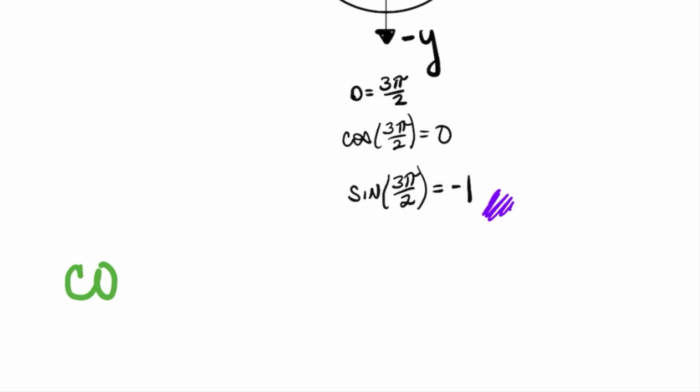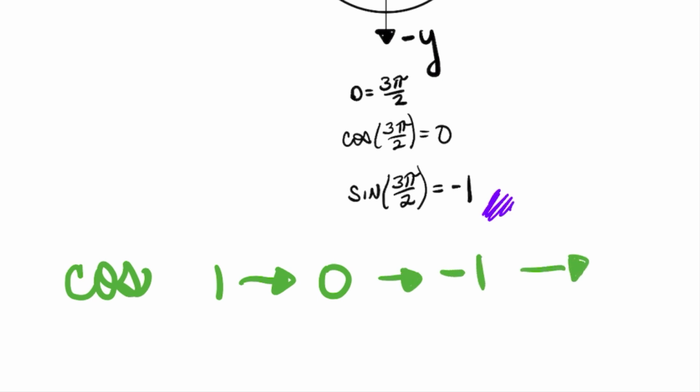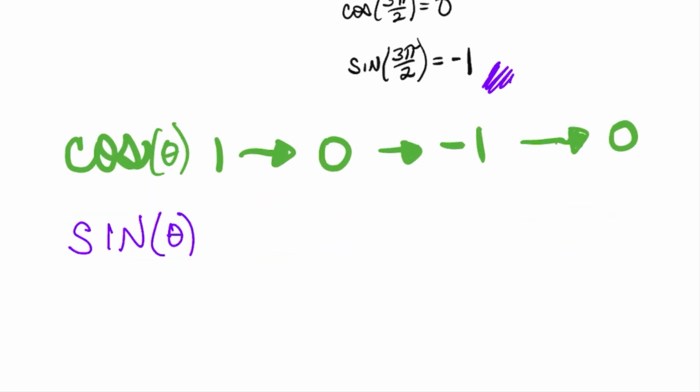As we go around the unit circle, cosine starts at 1, then it goes to 0, and then to -1, and back to 0 again. As we go around the unit circle, sine starts at 0, then goes to 1, back to 0, and to -1.